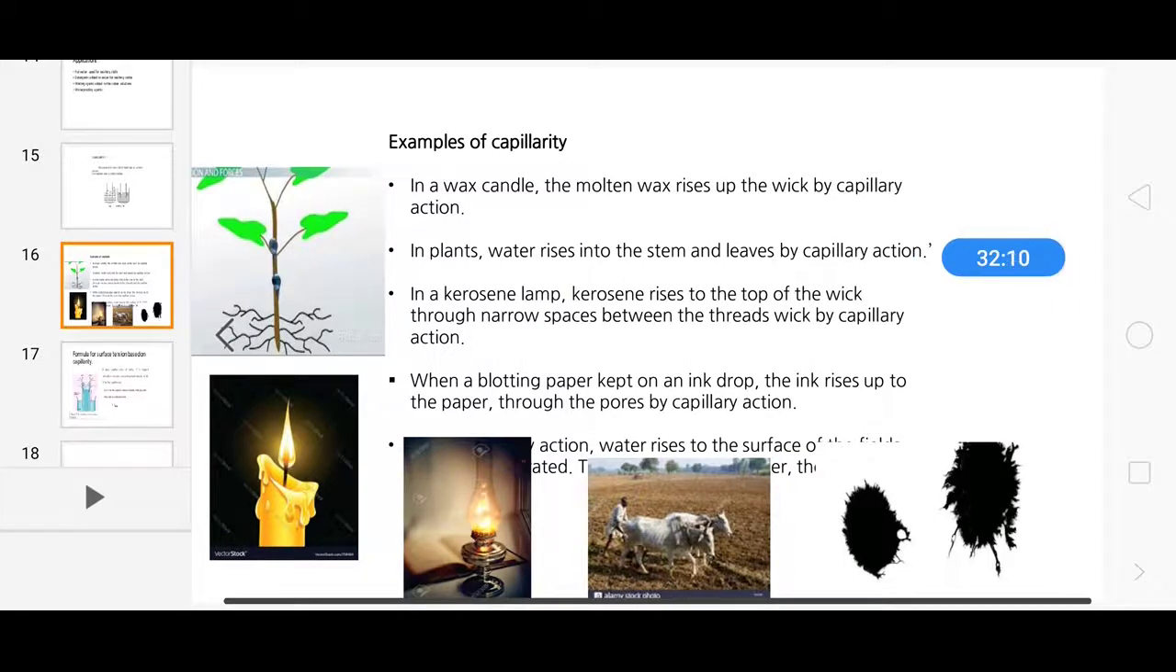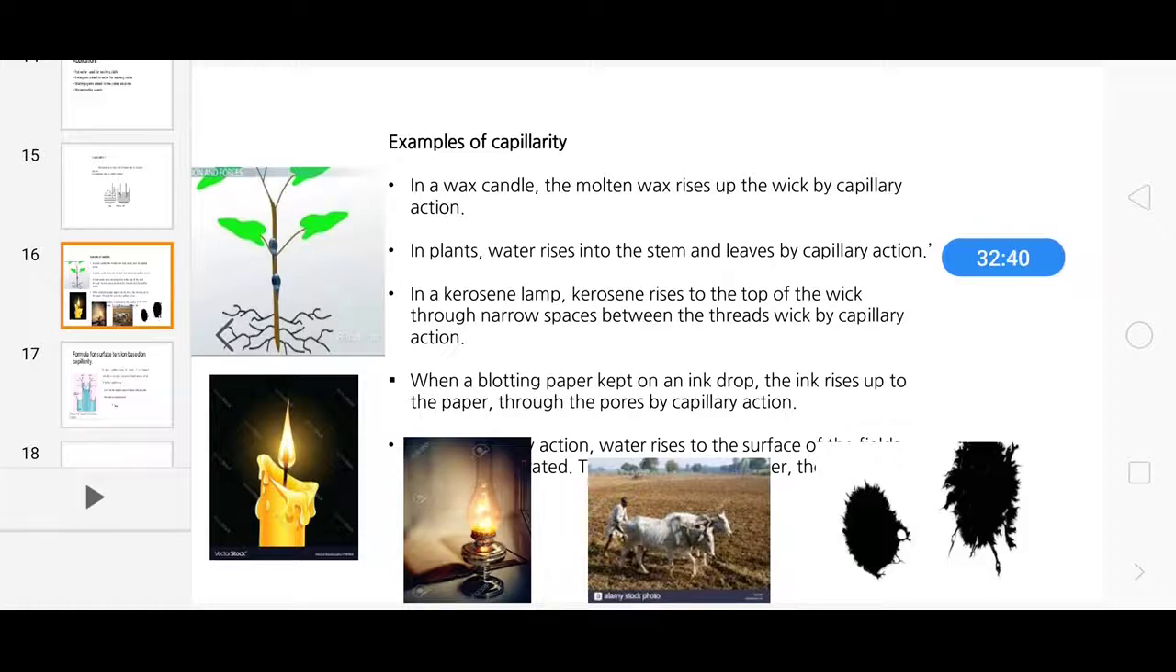These are some examples of capillarity. If we dip the brush into the water, then the hairs of the brush will spread out, and if we remove the brush out of the liquid, then they cling together due to the surface tension property.